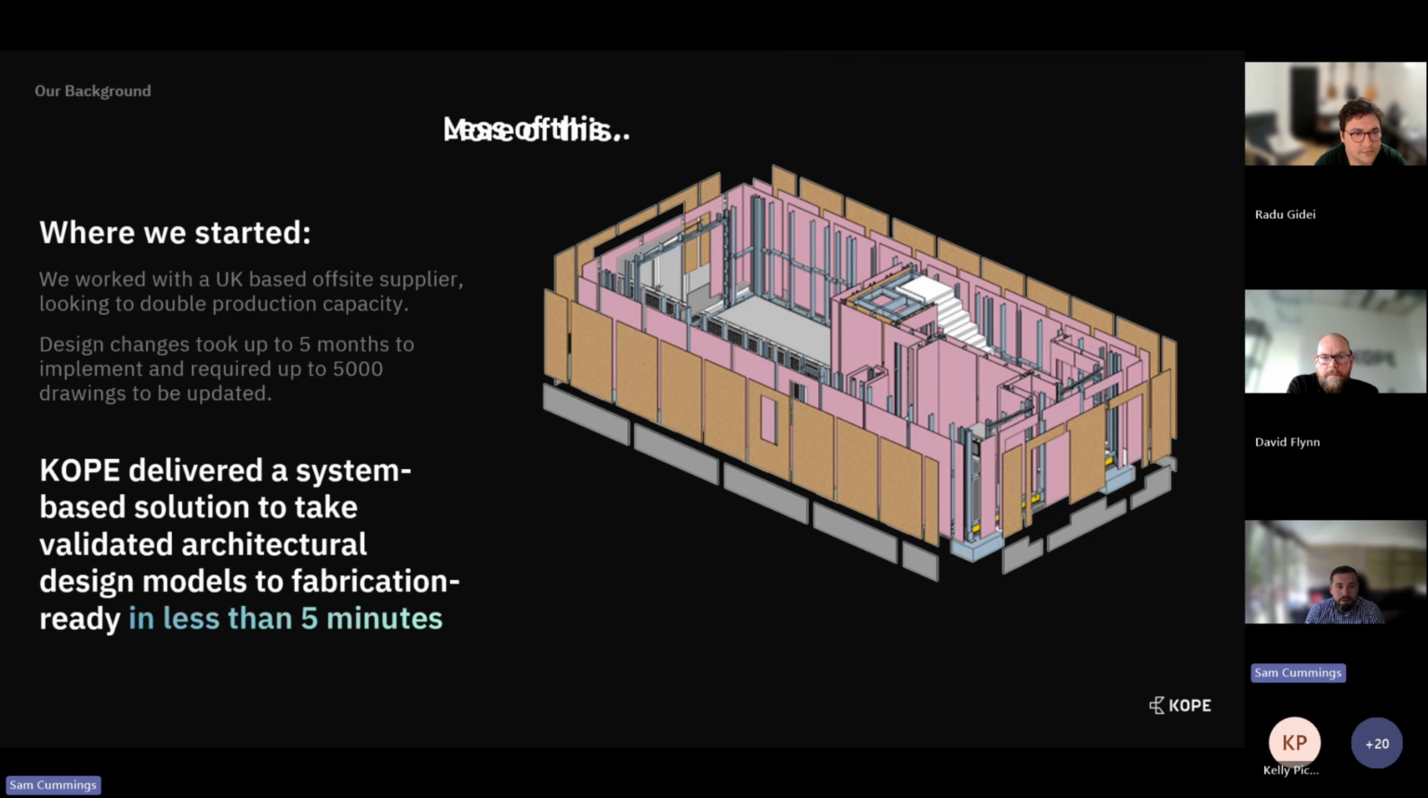KOPE worked with a UK-based off-site supplier, and they had a problem and they had a target, and the target was to double production capacity. That sort of individual design change would take up to 5 months. It would require thousands of drawings to be updated, and what KOPE was tasked to do was to deliver a system that could take that and speed it up. And with KOPE, they were able to validate that architectural design model and then go all the way through to this fabrication ready model in less than 5 minutes.